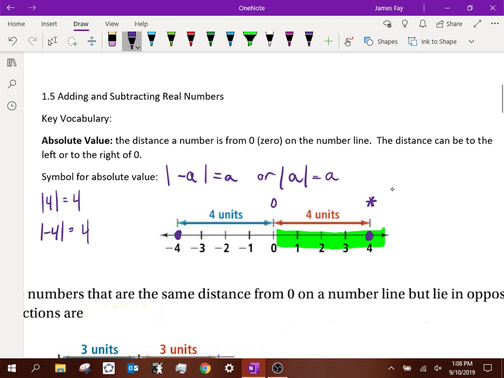Let's say I give you something like this. Let's say I give you the absolute value of 2 plus 6, minus 17. And I close it off, and I ask you to simplify that.